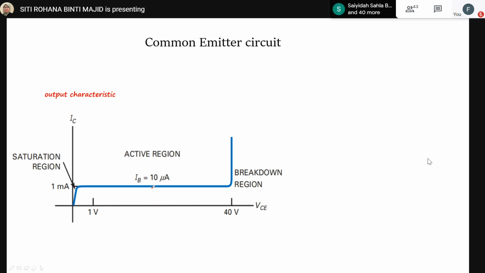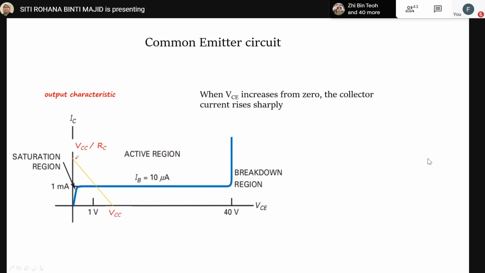For the y-axis, from the previous equation, we know that the intercept at the y-axis equals VCC over RC. So at this point here, this is VCC over RC. The next point is VCC, so the VCC value is here, at this particular point.